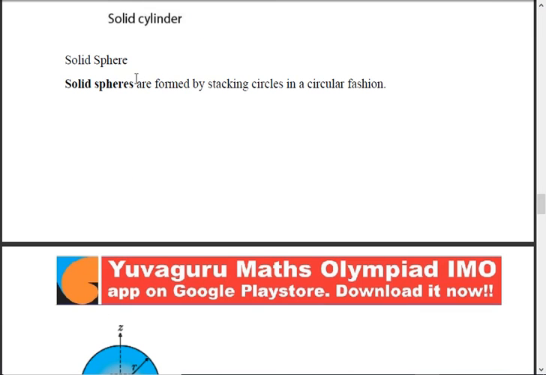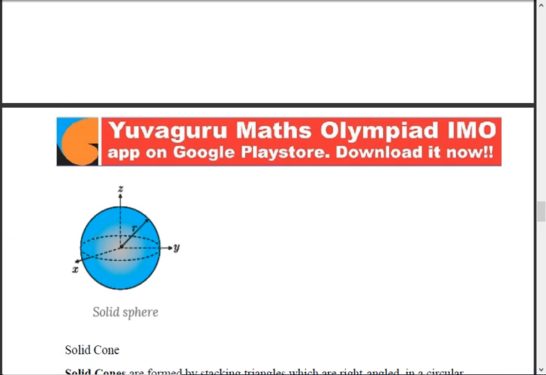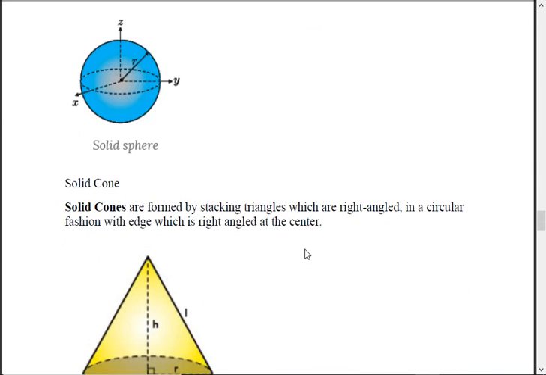Solid spheres are formed by stacking circles in a circular fashion. Means you put this plate over here, then don't change the center. Go on adding the plates one over the other, and these should be transparent plates, which can go through each other, and you go on putting them. This is imagination, and then you will see that a sphere is formed.